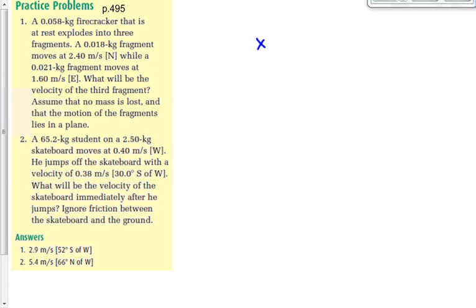We have a point 0, we'll call this object number 1, 0.018 kilograms going directly north at 2.4 meters per second. We have another one going east. We're going to call that object number 2. It has a mass of 0.021 kilograms, and it has a velocity of 1.60 meters per second.